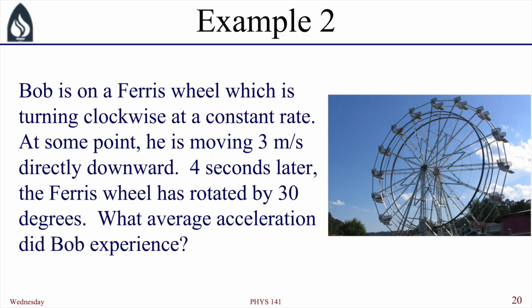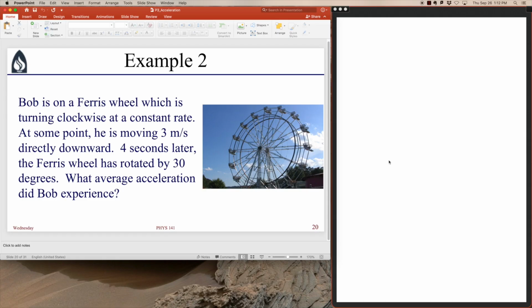So we should draw a picture of this problem and show the final and initial states of Bob's motion. So if this is our Ferris wheel, initially the Ferris wheel is turning in the clockwise direction, and Bob is moving directly downward. So he would be here on the Ferris wheel, and his velocity would be straight down. So this is his initial velocity at 3 meters per second.